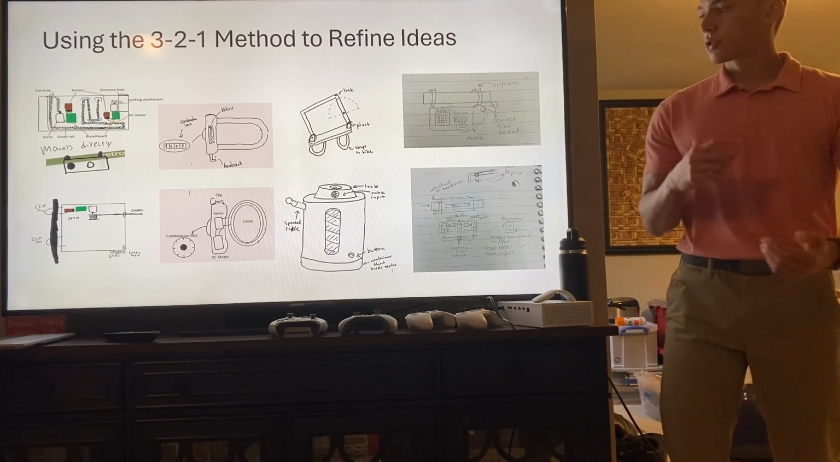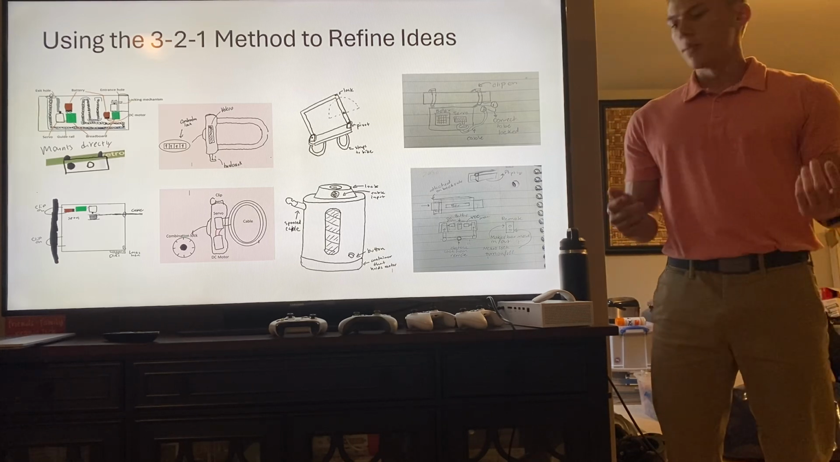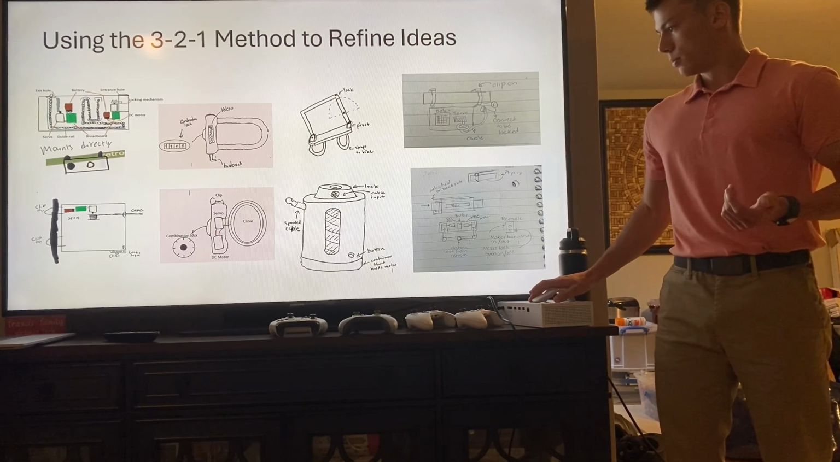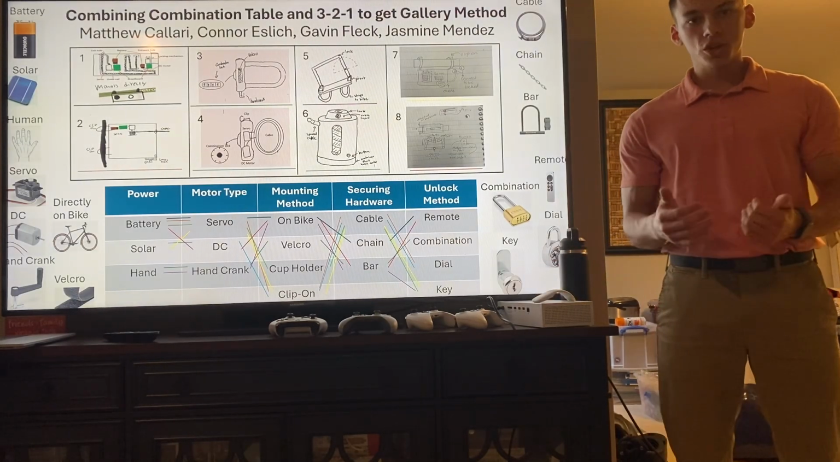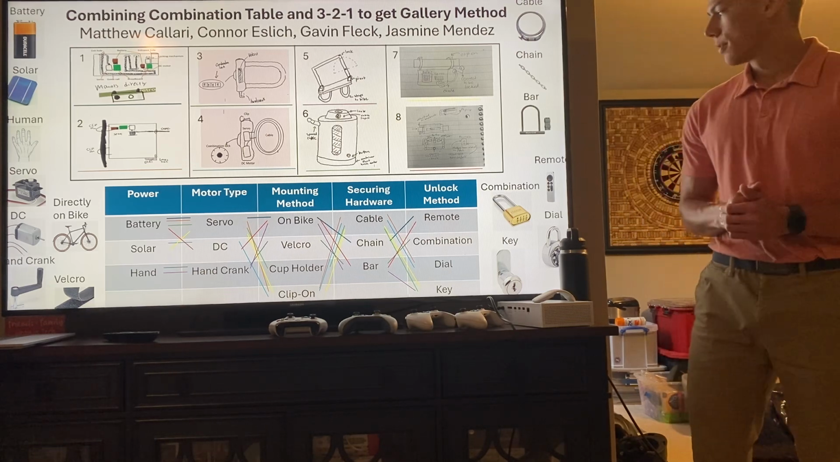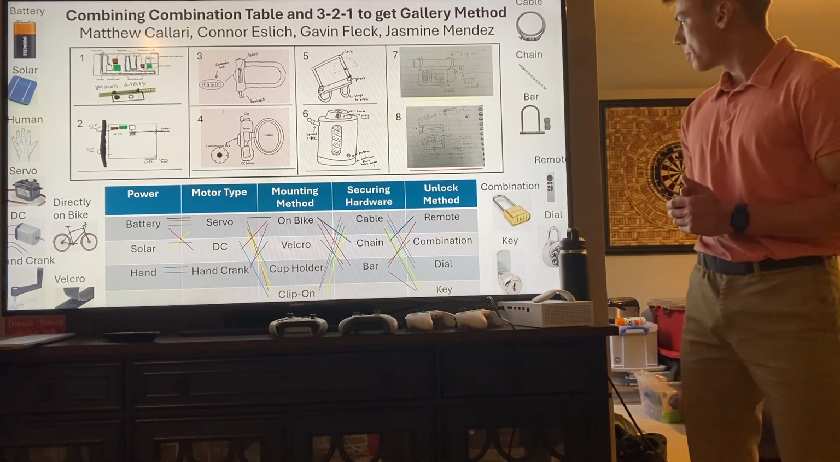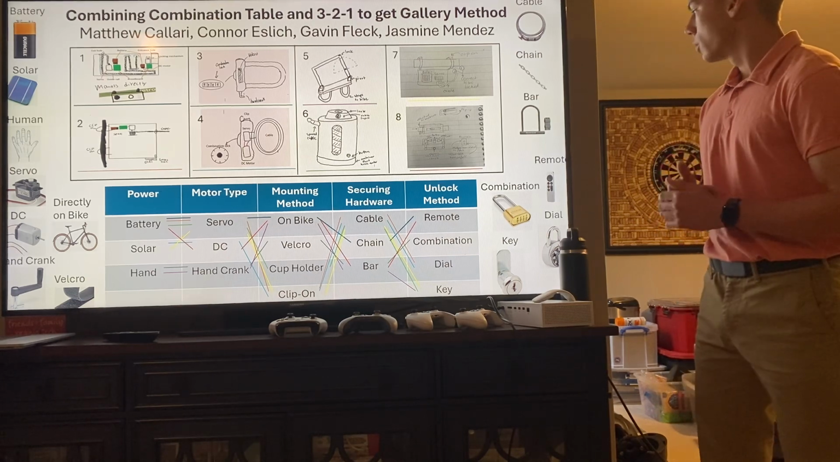So after taking this 3-2-1 method and also the concept generation table, we can combine them and we can make our gallery method. Our gallery method is a poster that we had made, which can then be used to showcase all 8 of our ideas and the paths that they follow. It also shows all of our sub-functions and subcategories within those and what they look like.